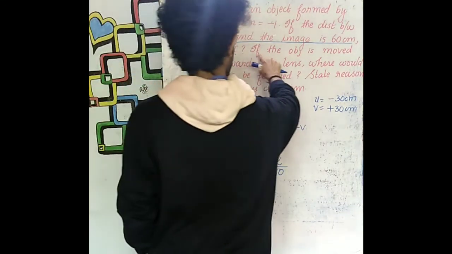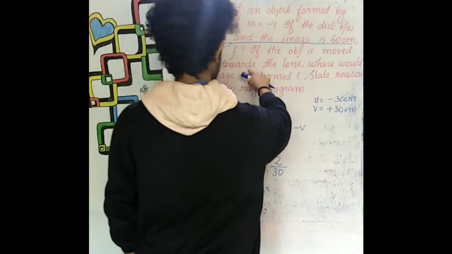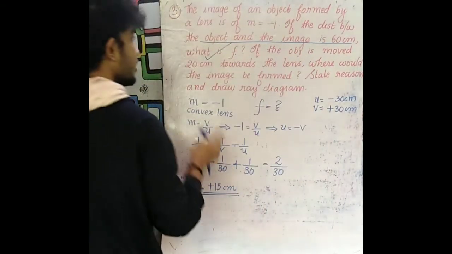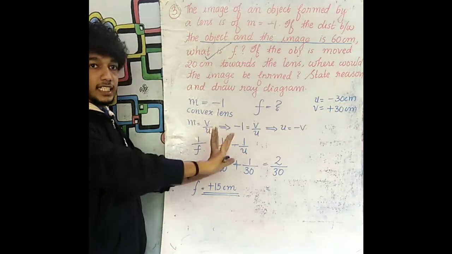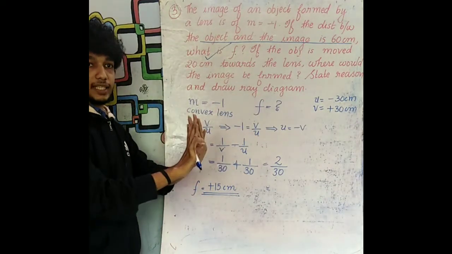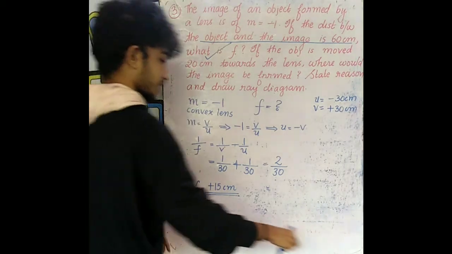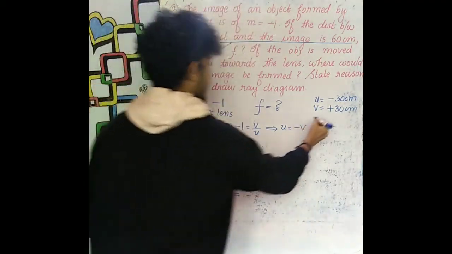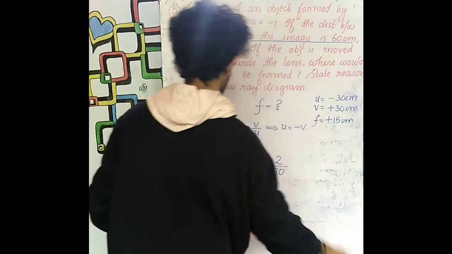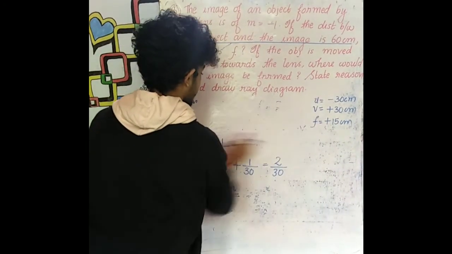Now, if the object is moved 20 cm towards the lens, where would the image be formed? We are moving the object 20 cm towards the lens. That means the object distance decreases by 20. Now, for convenience, let us keep the focal length here. f is equal to plus 15 cm. Second case.